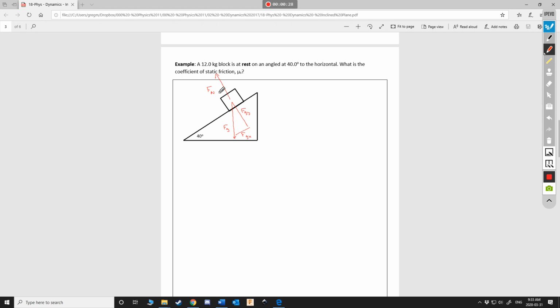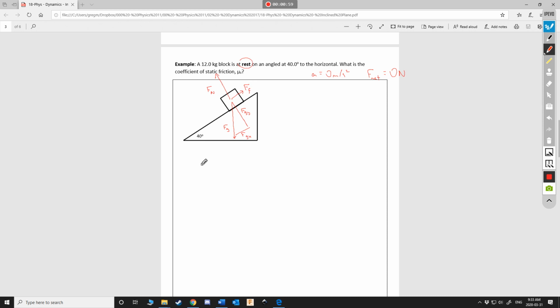Right now, from what we saw in the previous one, this thing's going to accelerate down the ramp based on what FGX is. However, it's saying it's at rest. If it's at rest, it means our acceleration must be 0 meters per second squared. That means our net force must be 0 newtons. So there must be some force of friction that is matching our force of gravity in the x direction.